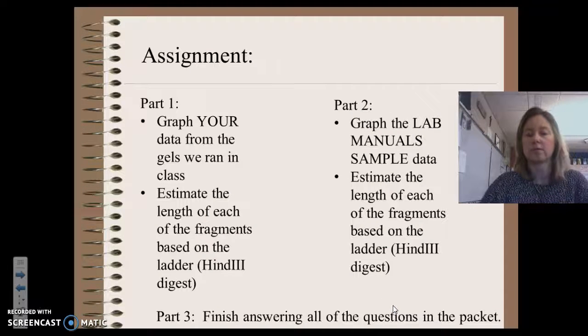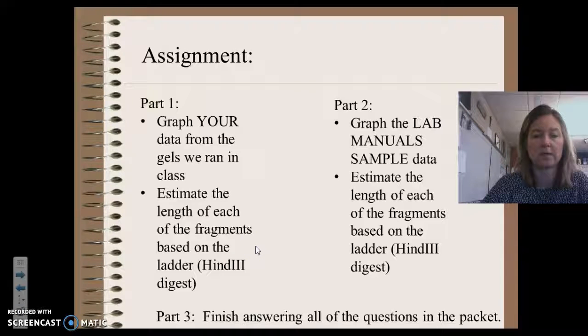All right, so what your assignment is going to be is, first of all, you are going to take the data that you graphed from your gel. You are going to plot the HindIII digest on the semi-log paper. You are going to use that information to estimate the length of all of the other fragments that exist. So the ones that were cut with the EcoRI, the ones that were cut with the PstI digest, and the ones that were cut with the lambda DNA, which should only be one bar.